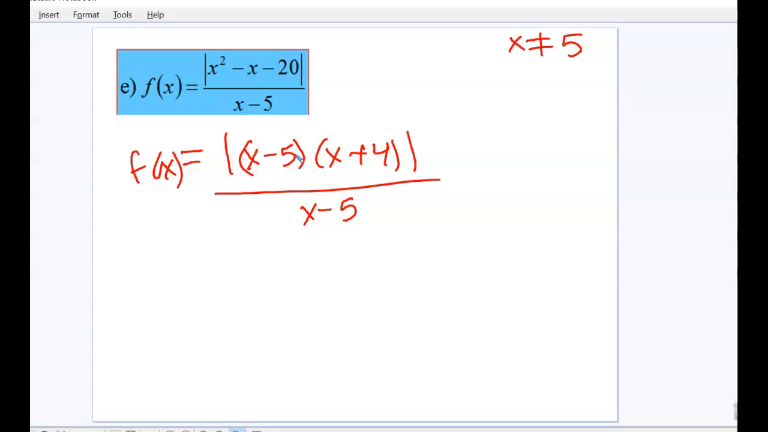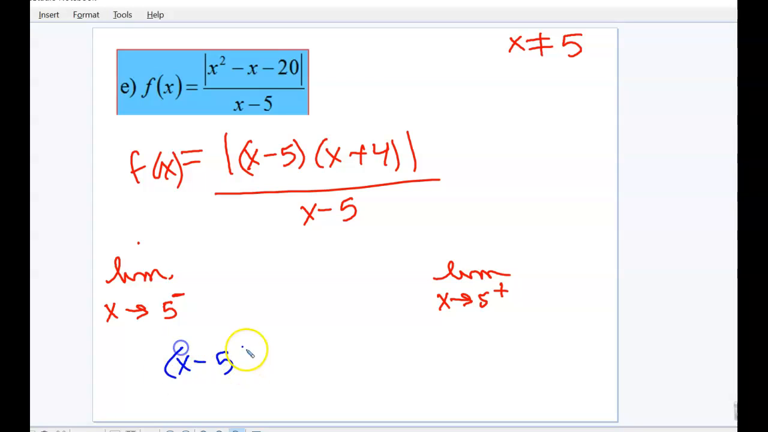Okay, so let's go and see if I can find a limit here. So I want to find the limit as x approaches 5. Now what we need to be careful of here is I have an absolute value. So the first thing I have to do is remove the absolute value because I need to figure out the limit coming from the left, and I need to figure out the limit coming from the right of 5 to see if they're the same. So if I was to take out what's inside my absolute value, the x minus 5 and the x plus 4, and create a number line.